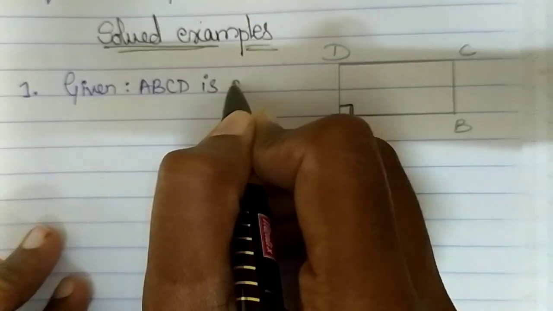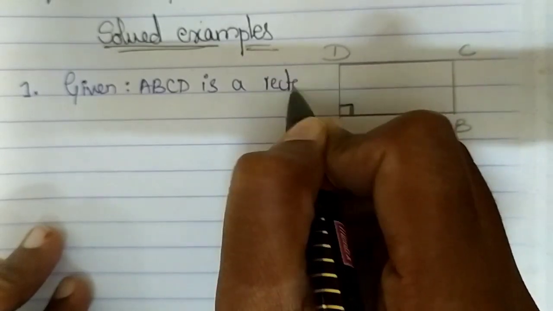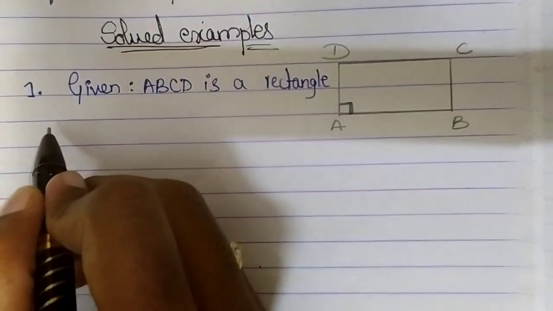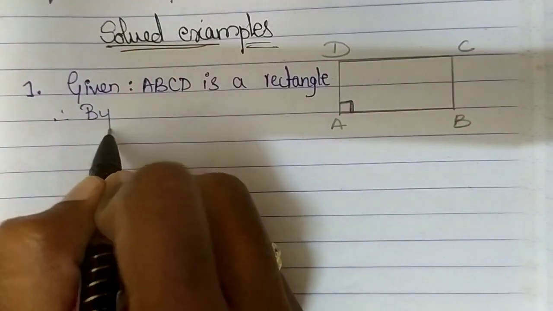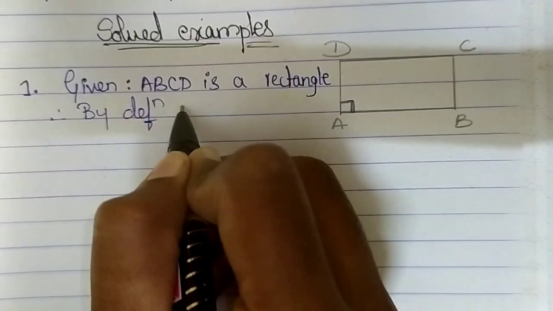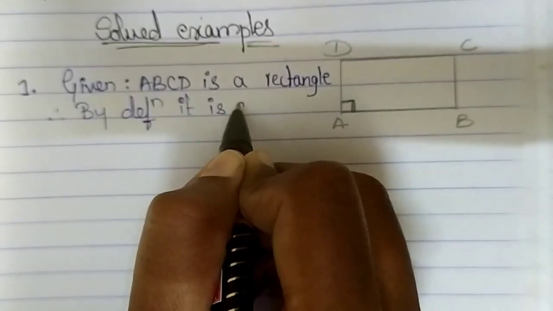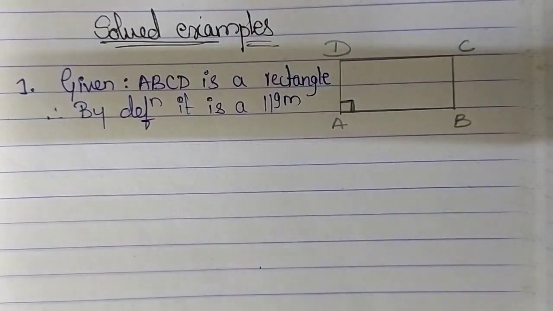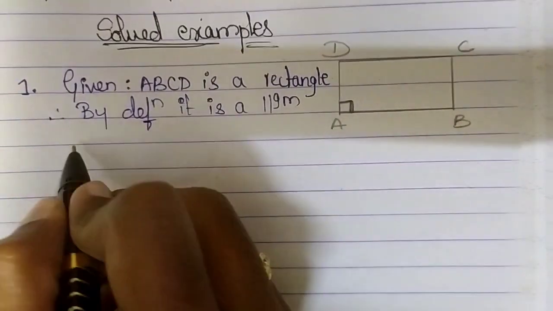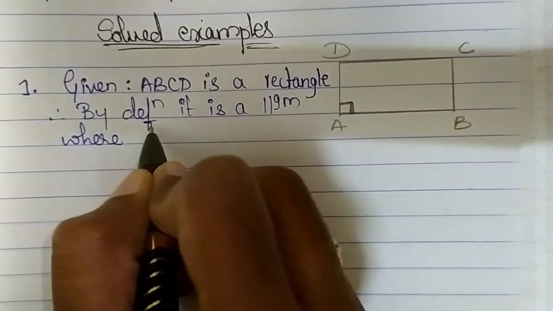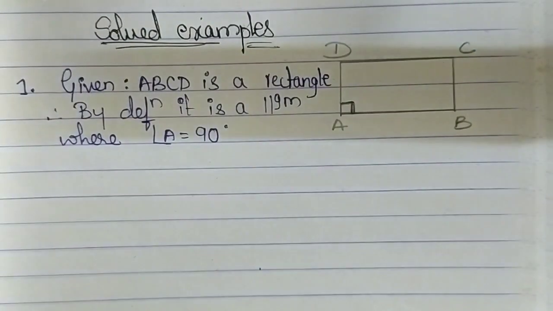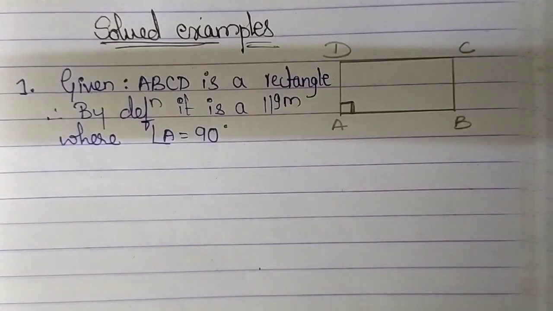ABCD is a rectangle. Right? ABCD is a rectangle. Therefore, by definition, it is a parallelogram. ABCD is also a parallelogram, where angle A is equal to 90 degrees. So since it is a parallelogram, we can apply the theorems of the parallelogram to the rectangle.